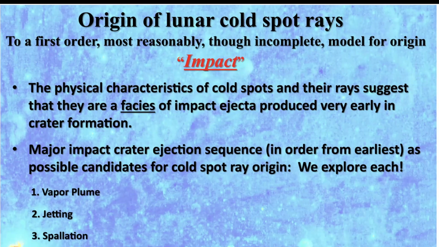So going back to Melosh and others, the traditional impact crater ejection sequence, going from earliest in the process to latest, we explore each of these three items here. First, the vapor plume, then jetting, and then spallation. And again, we're looking for a possible origin.